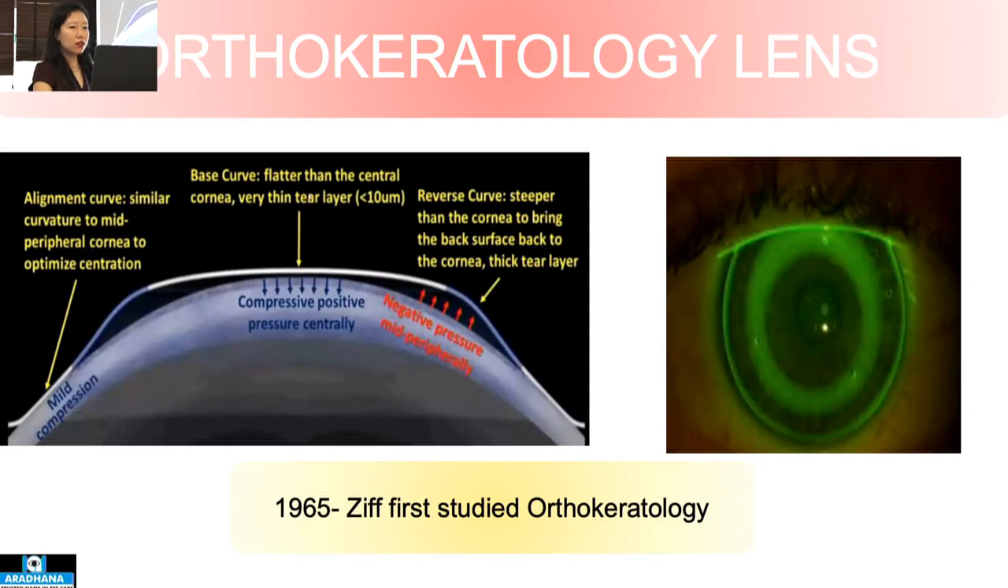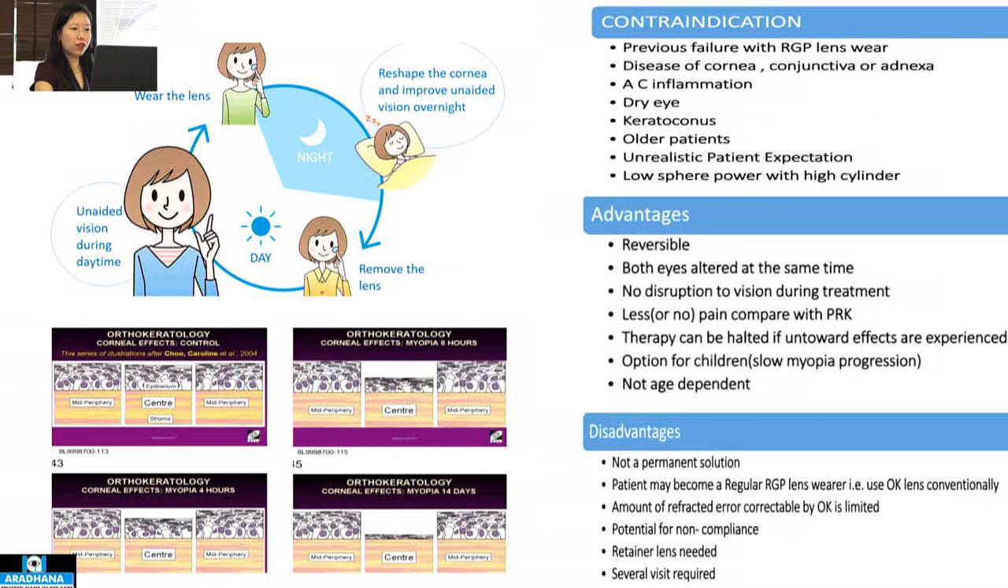Regarding ortho-K lenses, they have a slightly flatter base curve, so that it gives a compressive positive pressure on the central part of the cornea, which causes flattening. And when we do the staining, we'll see this bull's eye effect. It was first used in 1965. The advantage is that the child can wear this lens at night at bedtime, and then during the daytime they can be spectacle free.